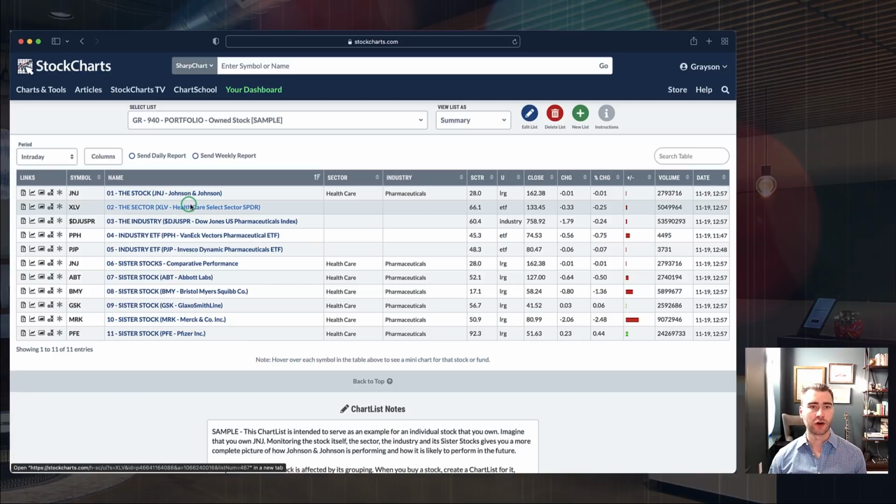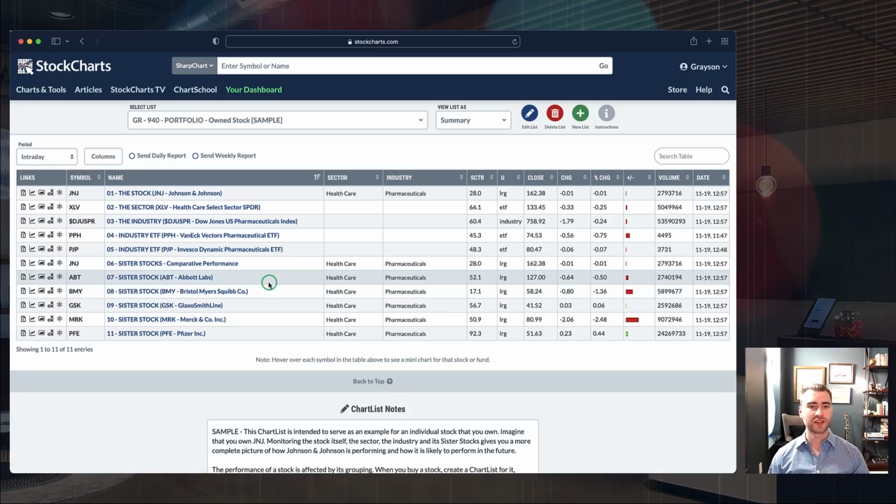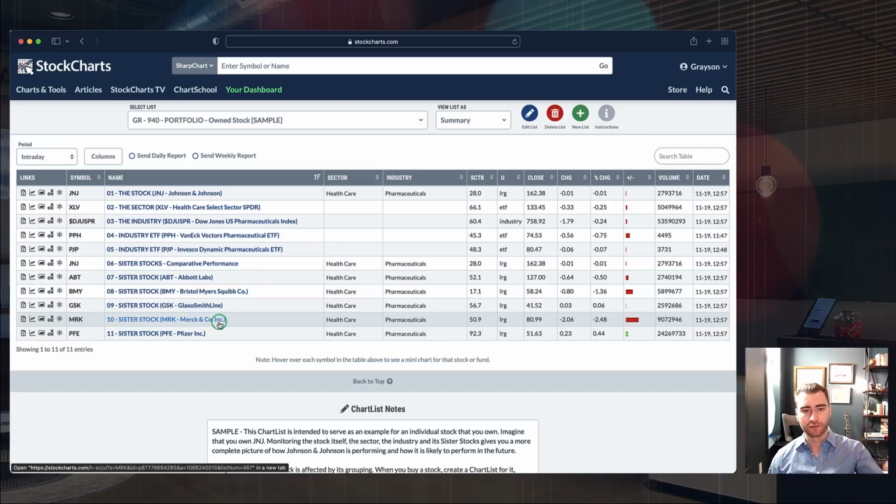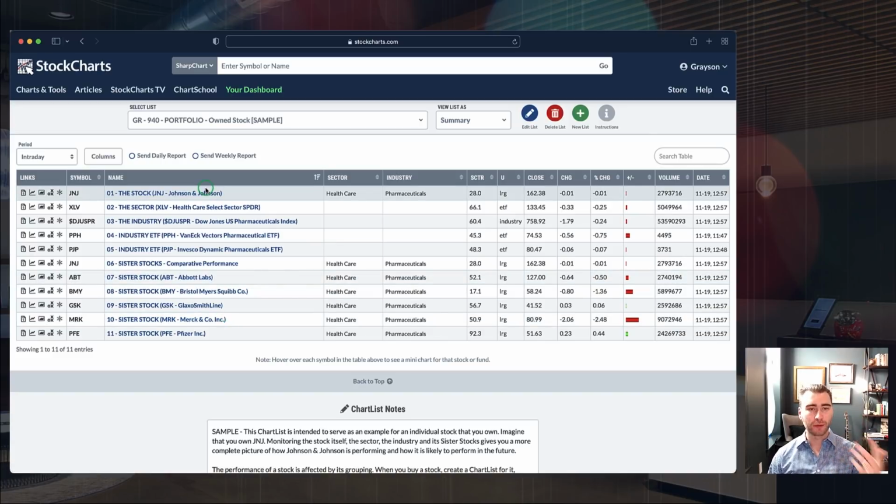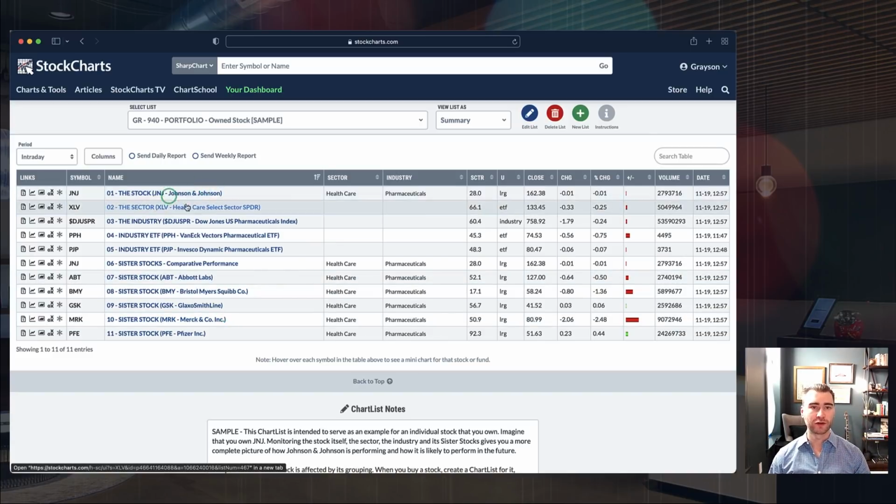So in the case here of our sample list, if Johnson & Johnson is what you own and you start to see a lot of weakness out of Abbott and Bristol Myers and GlaxoSmithKline and Merck and all of those, that is probably going to become a sort of headwind for Johnson & Johnson. If all of its sister stocks start to weaken, you know that something might be coming down the pike for Johnson & Johnson. So kind of an interesting way that we track the individual stocks that we own. And with the sample list, you can kind of see that. You can get an example of that here in the ChartPack, start to recreate that in your own process.